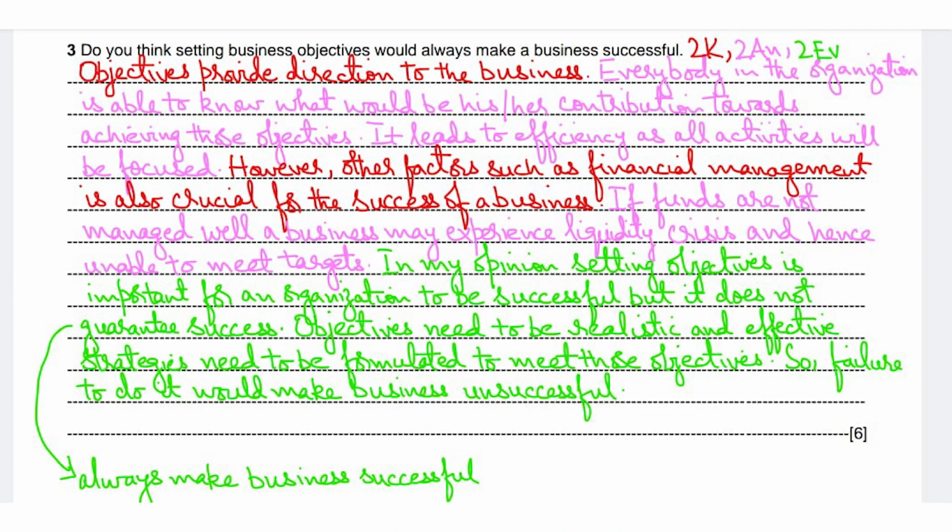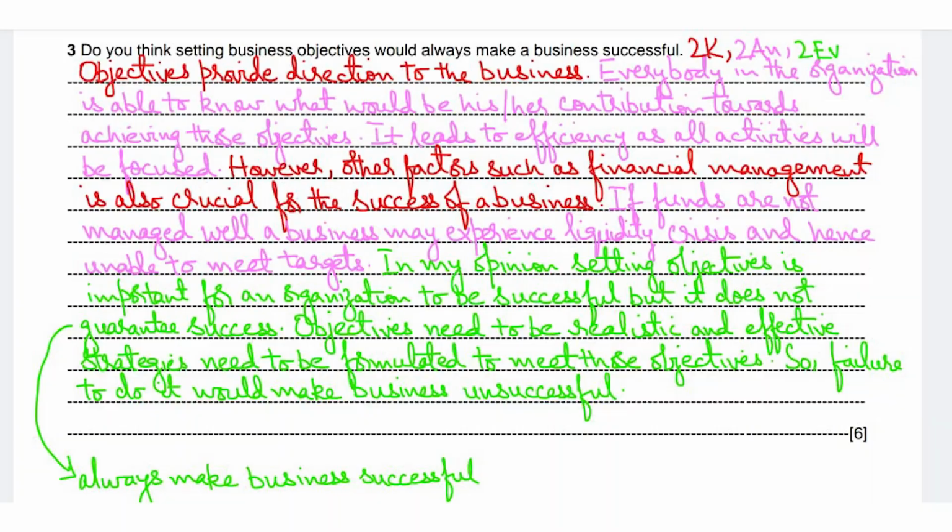Okay, now I'm discussing the other side. However, other factors such as financial management is also crucial for the success of a business. Now I'm telling the other side, that setting business objectives is not the only factor which is required to make the business successful. I am telling there are other factors as well that are important, and one of the factors is financial management. That is also crucial. Because the question is whether if you set business objectives, would it make the business successful? Would it guarantee? Of course not, no? But you won't say of course not, because you would say that at the end. Okay. So, however, other factors such as financial management is also crucial for the success of a business.